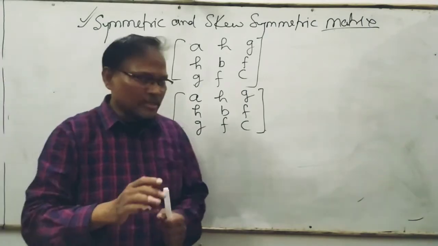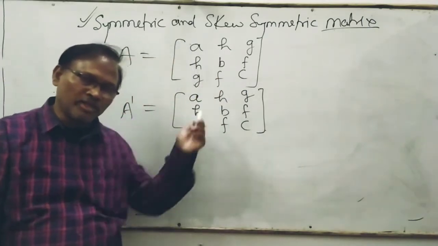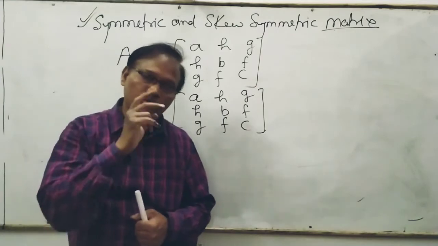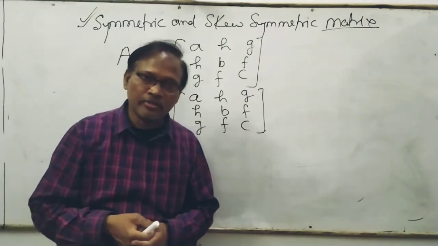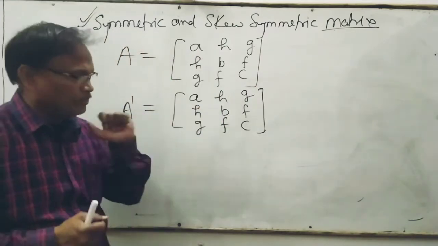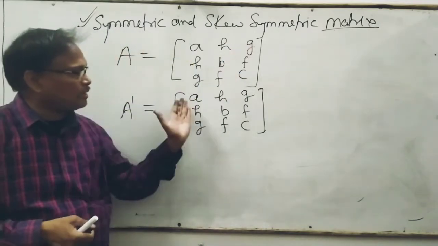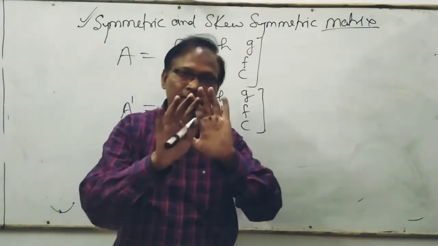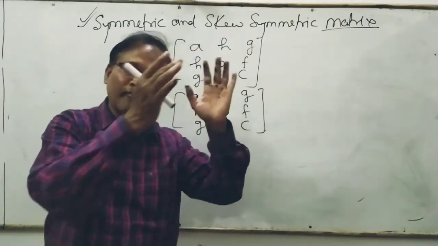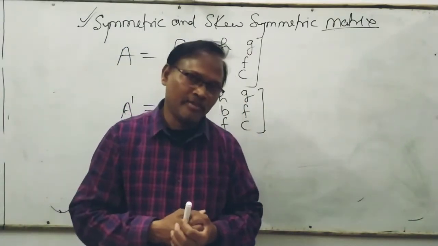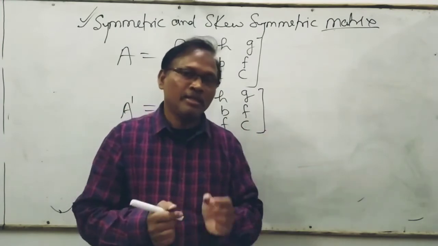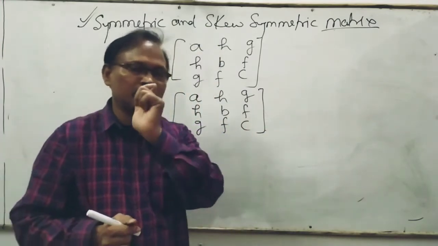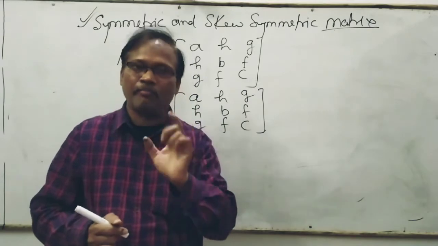Can you recognize or differentiate these two matrices? No, you cannot differentiate. Kyun? Because these two are the same. You can see AHG, AHG, HBF, HBF, GFC, GFC. So there is no difference in the transpose of the matrix A. Means both are the same. Such a type of matrix is known as a symmetric matrix.